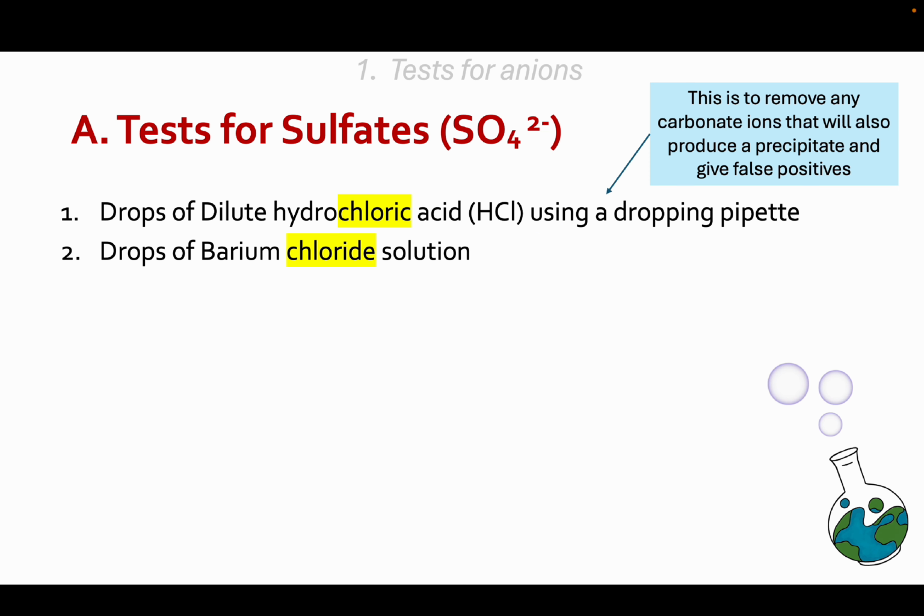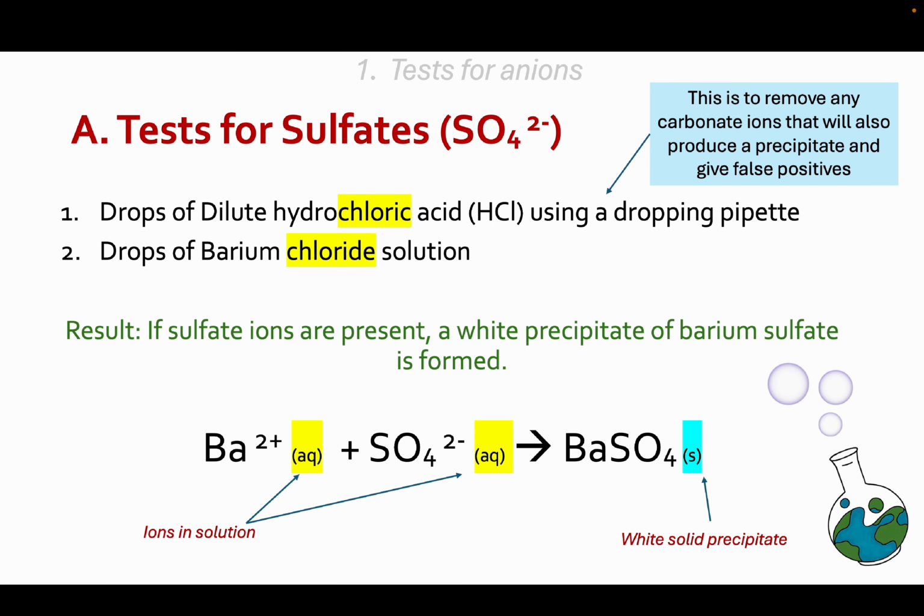So to begin, we're going to test for our sulfate. Make sure you know the charge of that ion. You add drops of dilute hydrochloric acid first. This is to remove any carbonate ions, as they're also going to give a precipitate and therefore a false positive, which basically means that you need to add that acid in order to remove any other ions that are also going to give us the result we're looking for. Then we're going to follow it up with drops of barium chloride solution. And the result is that if sulfate ions are present, a white precipitate of barium sulfate will be formed.